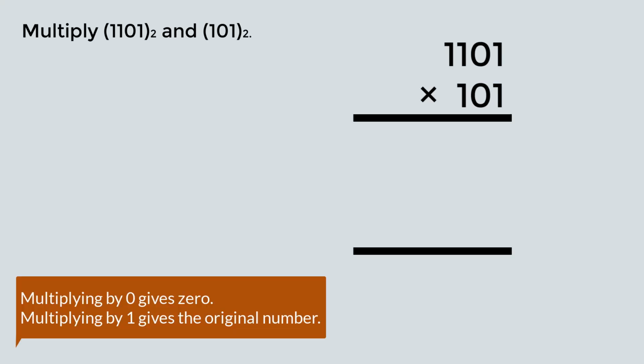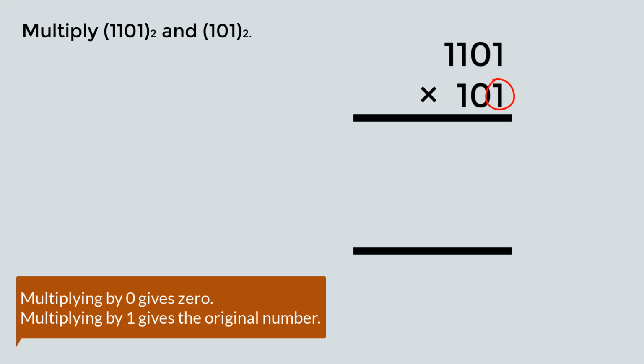Now let's look at multiplication. Suppose we want to multiply the binary numbers 1101 and 101. In binary multiplication, each digit of the multiplier is either 0 or 1. This makes multiplication very simple. Multiplying by 0 gives us 0. However, multiplying by 1 gives us the original number. We align the numbers on the right and start with the rightmost digit of the multiplier.